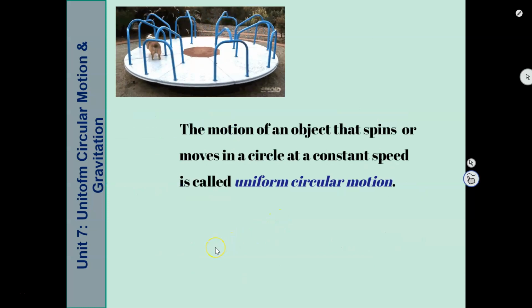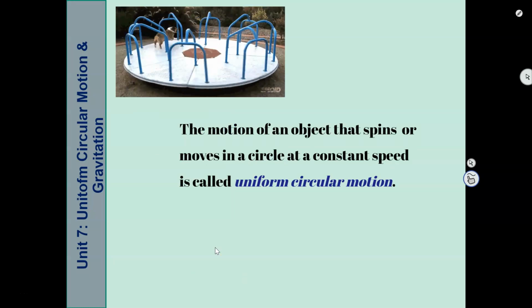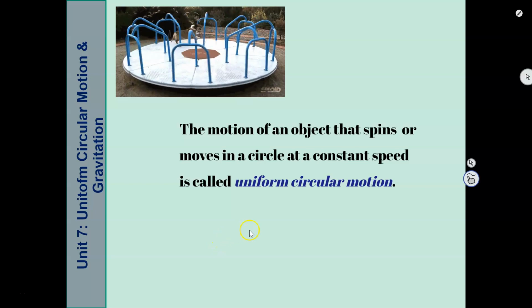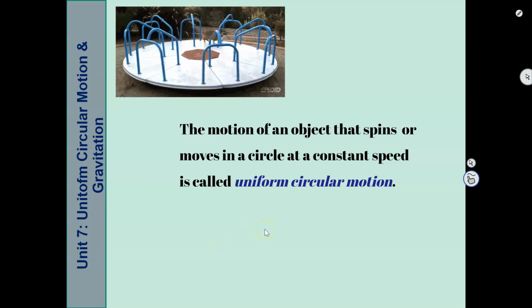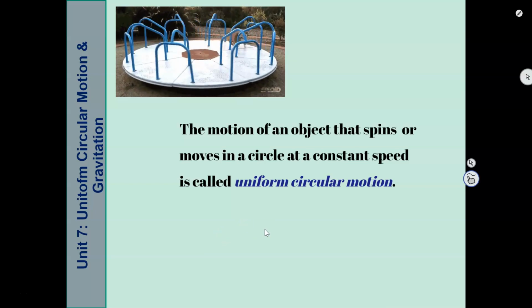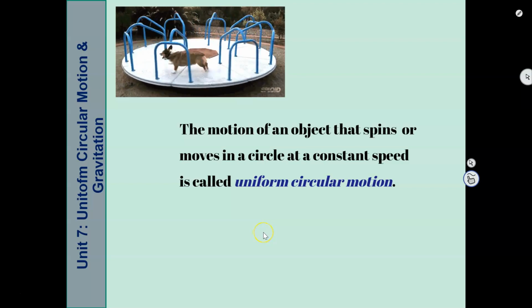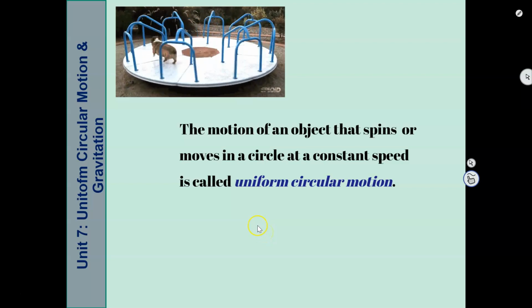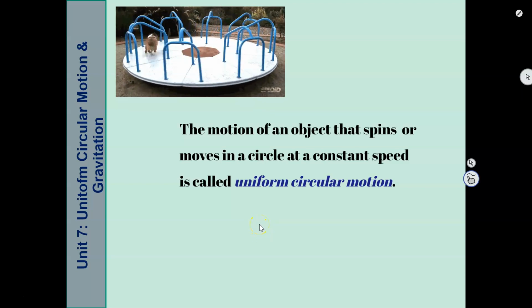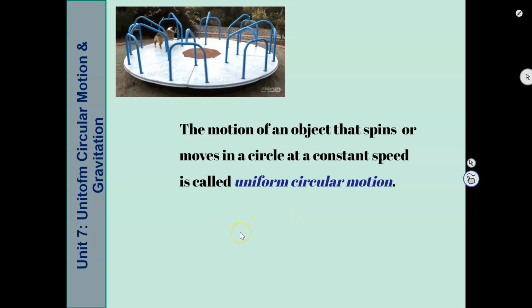Some examples of circular motion are on a playground. If it is spinning at a constant speed, we call it uniform circular motion, meaning that the speed is going to stay the same at any position in that circle. We will not be studying anything where the speed is changing for circular motion.